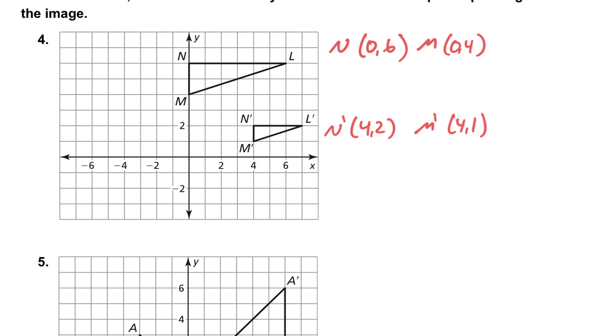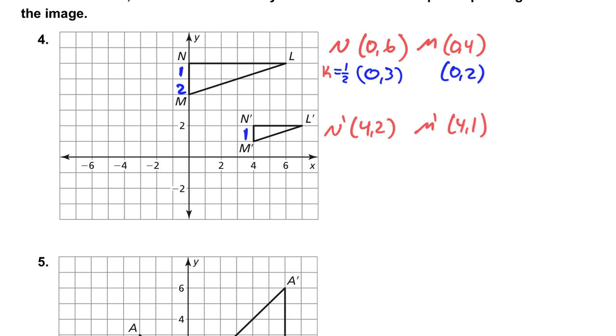Now, first of all, I can see that I'm getting smaller, so I'm going to have a dilation here. And if I see here, I go from a size of 2 to a size of 1, so it's half the size, so I might apply a dilation of 1/2. When I do that, I'm going to get 0, comma 3 for the N. My M will give me 0, comma 2.